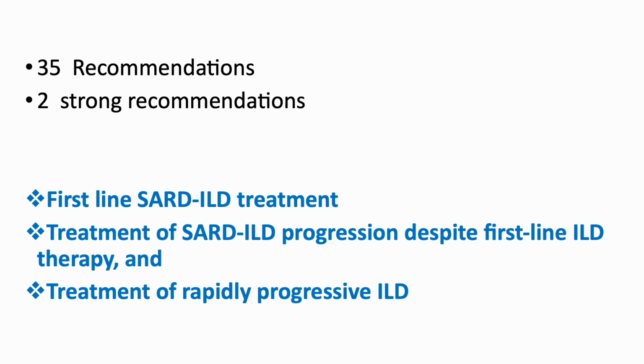The guideline statement comprises 35 recommendations, of which 2 are strong recommendations and both are regarding systemic sclerosis. They discuss 3 different aspects of ILD treatment in SARD, which includes the first line treatment one would start, secondly, what should be the treatment if there is a progression, and third, what should be the treatment if there is a rapidly progressive ILD in these conditions.